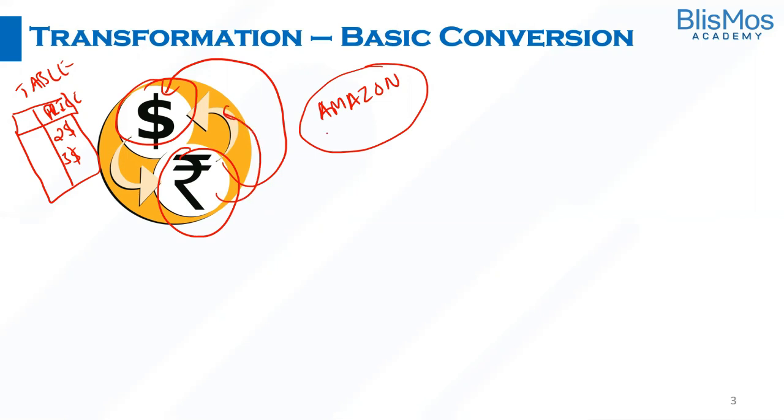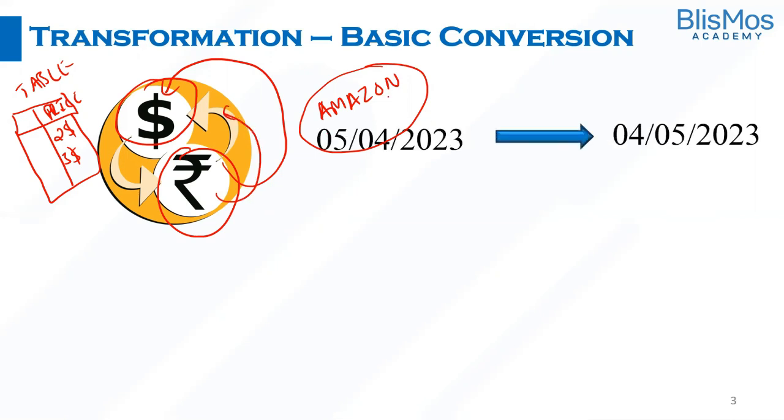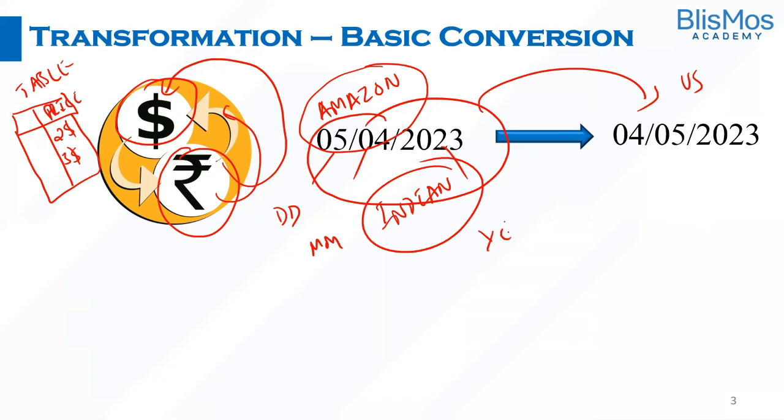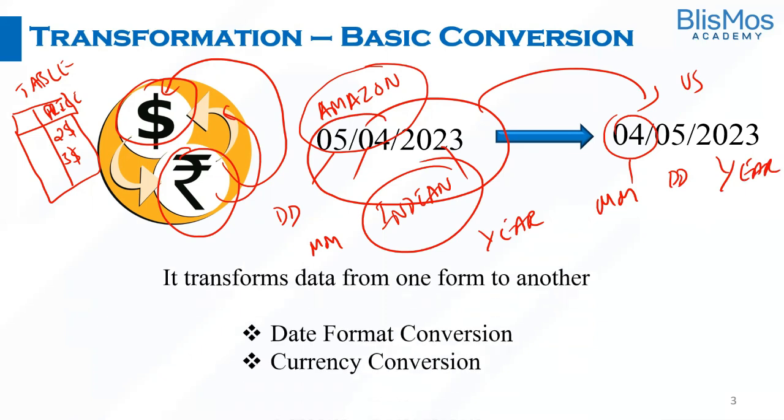There may be another example like you have a date as a part of your column in an Indian format. If you want to convert that into US format, that also can be considered as a basic conversion. Like in India, we say date, then month, then year. So in case of US, we have the month first, then the date, and then the year. This also can be considered as a basic conversion. So it transforms the data from one form to another. That is the basic conversion.